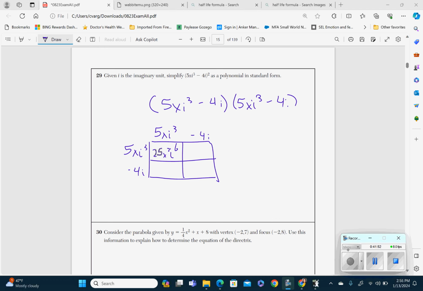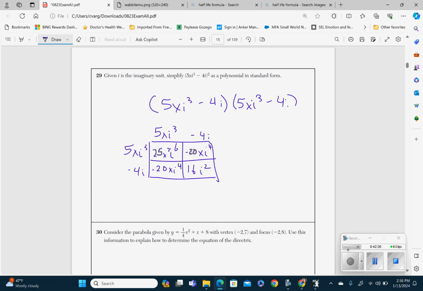I keep going. -4 times 5 gives me -20. The x comes down, and i to the third times i is i to the fourth. I do the same thing over here. This is also going to give me the same thing, -20xi to the fourth. And then the last one is -4 times -4 is 16. i times i is i squared. And then they want us to simplify this.